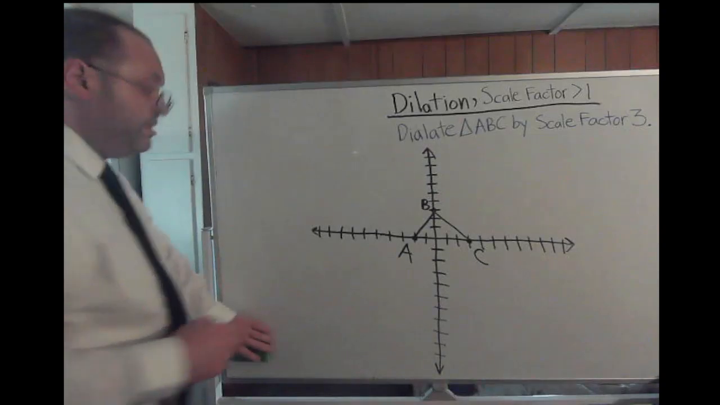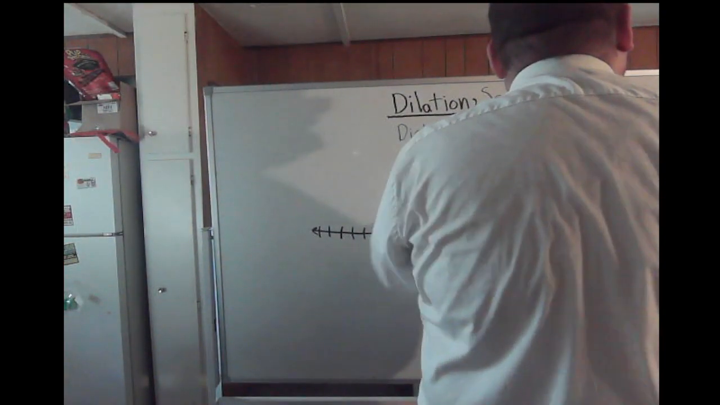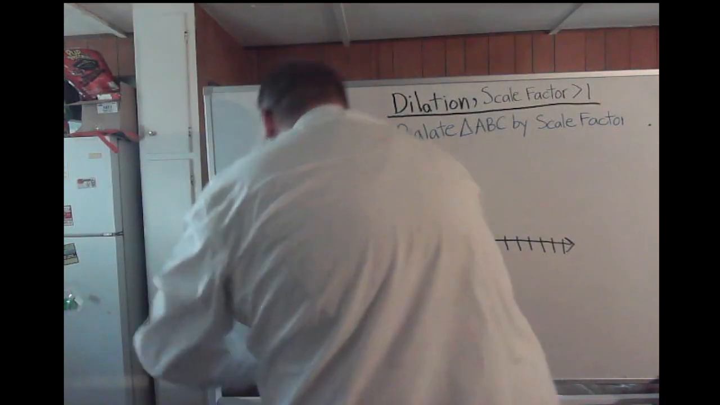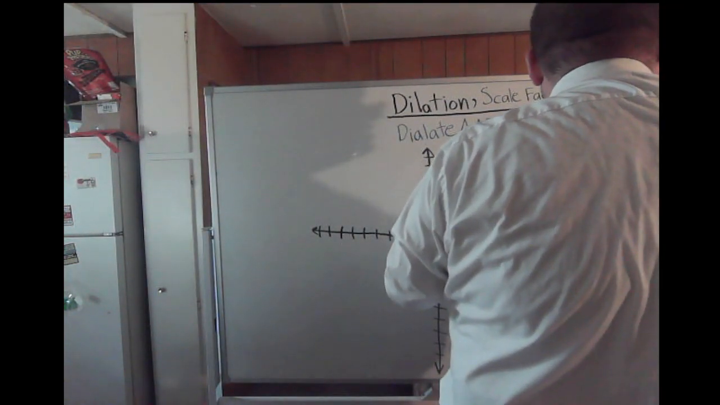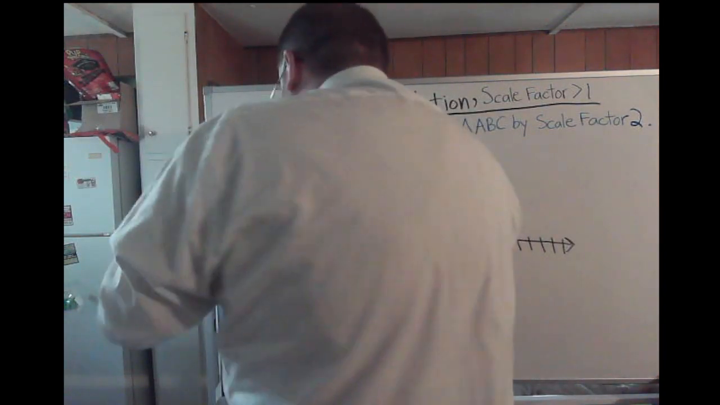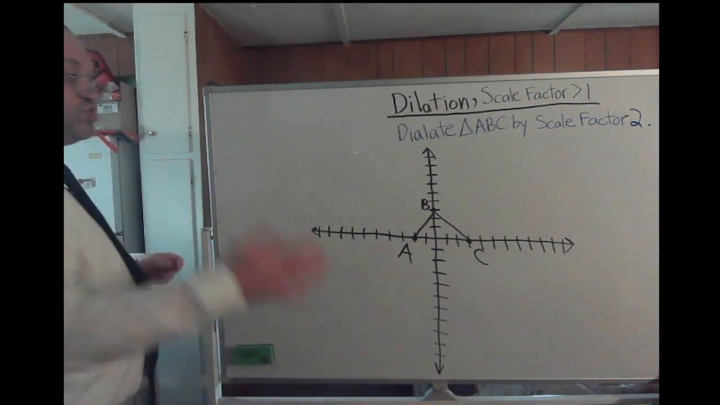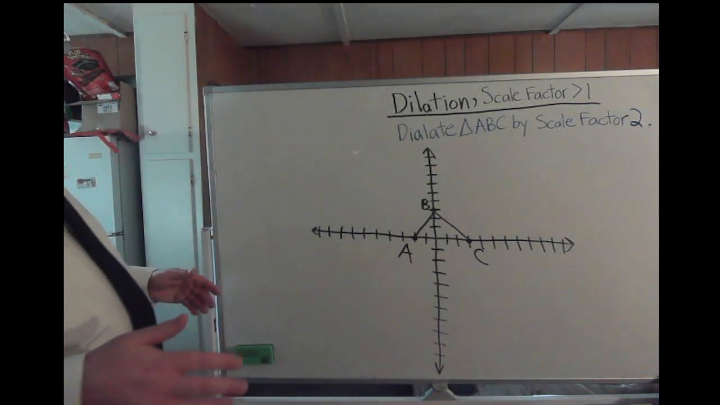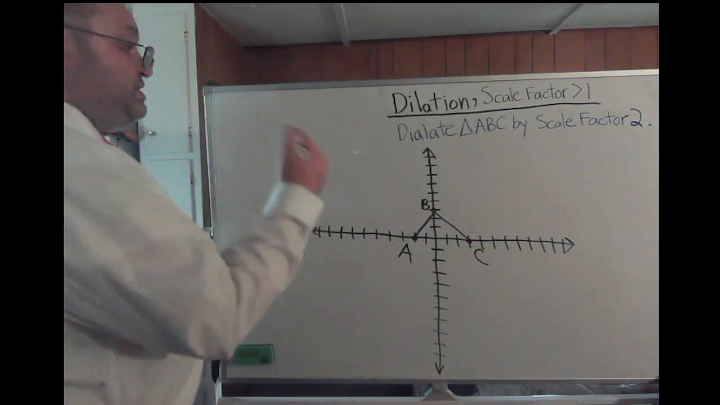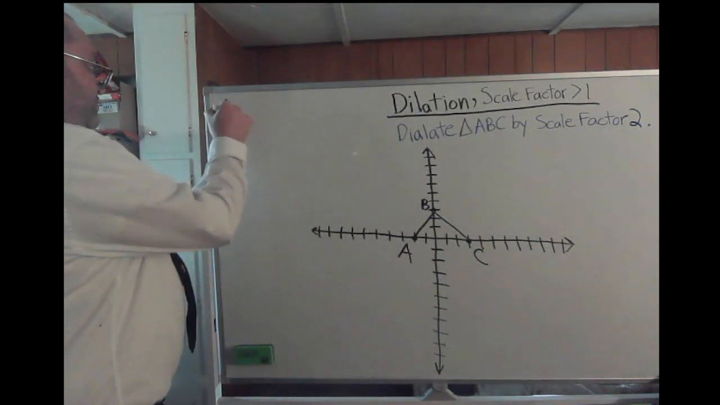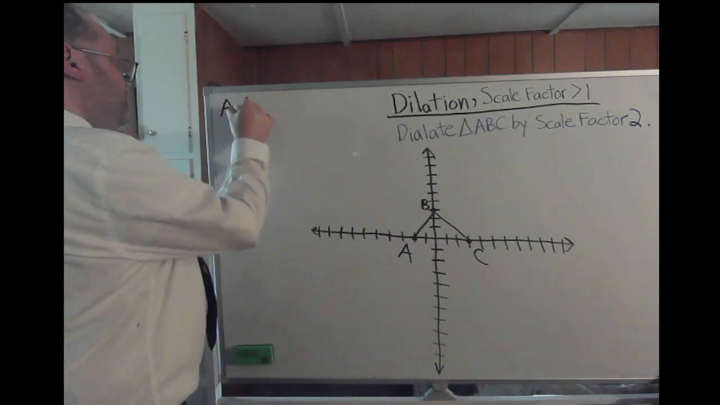So this time we are going to dilate this by a different scale factor. We'll dilate this by a scale factor of 2. So we're going to dilate this triangle by a scale factor of 2. In other words, we're going to make this triangle twice as big as it is now. So once again, what you do to dilate, you start out by finding the coordinates of your original triangle. A is at negative 2, 0.